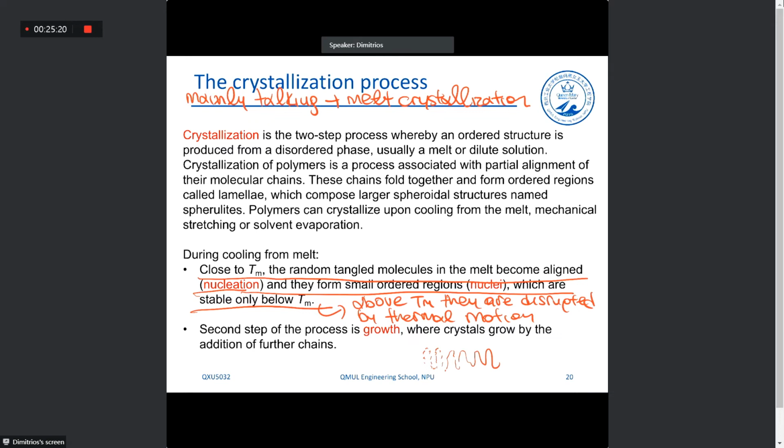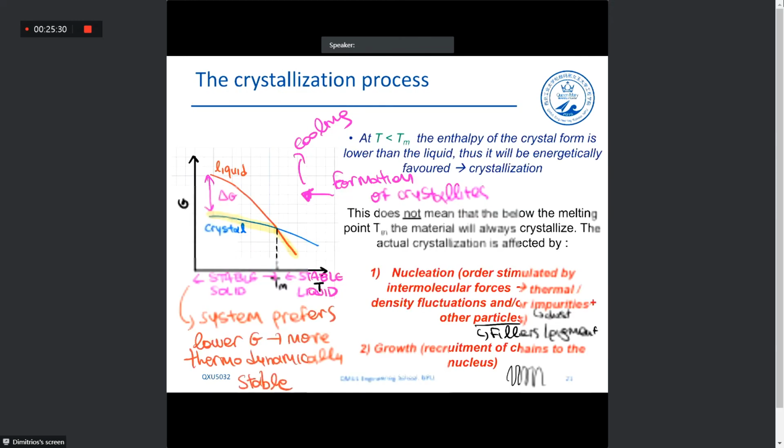Crystallization, we said it is a two-step process. It takes place firstly by nucleation and then by growth, okay? And we saw that, as you saw in this graph, we generally have the observation in physics of polymers that the system prefers lower Gibbs free energy, okay? Because the system is more thermodynamically stable when the Gibbs free energy is low. So below the melting point, we have the crystalline phase, and above the melting point, we have the liquid phase, okay? Here we have a liquid.